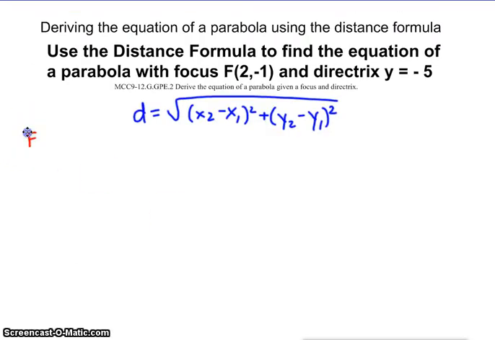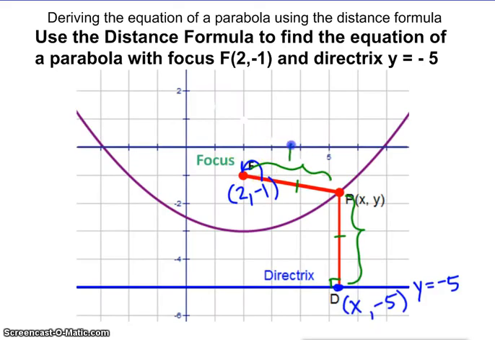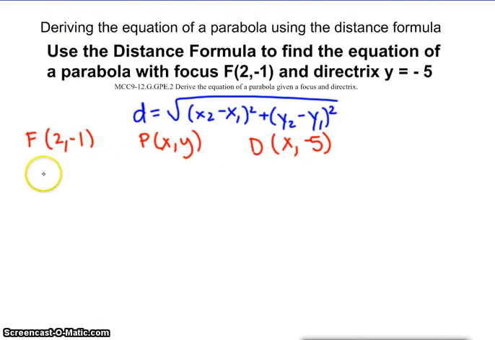We have the focus, which is (2, -1). We have P, which is a point on the parabola, (x, y), could be any point, and we have D, the point on the directrix, (x, -5). It is our job to find the distance from F to P and P to D, because they are the same and we can set them equal to each other. So let's go ahead and find the distance of FP and PD.